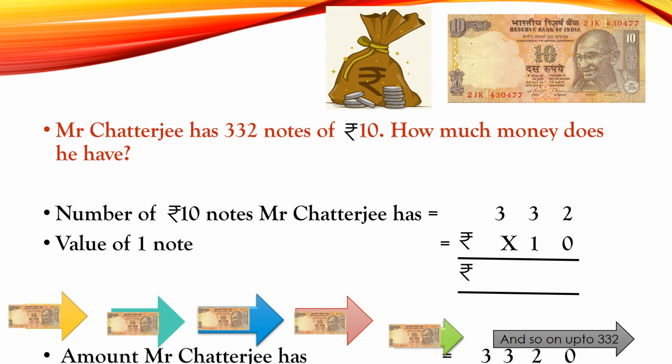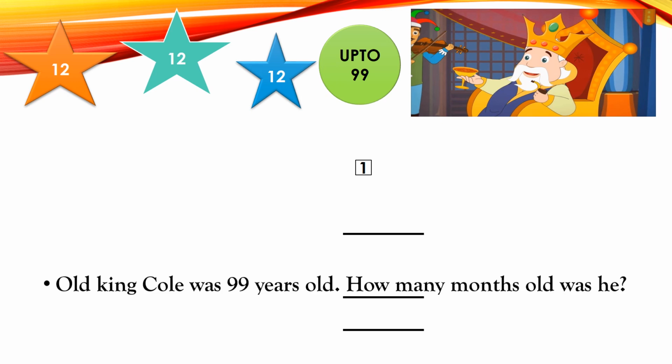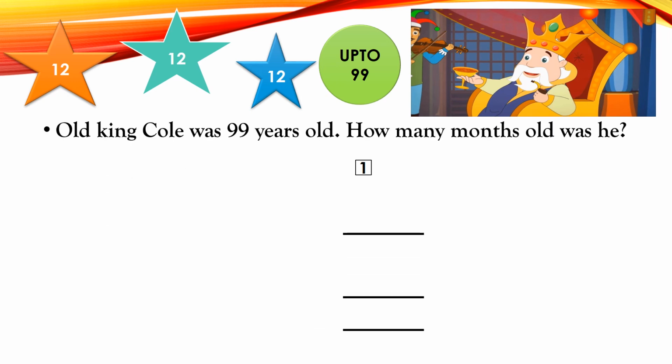Next, the statement for the answer, which is amount Mr. Chatterjee has, or total amount Mr. Chatterjee has, which is equal to, you multiply 332 into 10. First multiply 332 into 1, which gives 332, followed by 0 since 10 has a 0. So, Mr. Chatterjee has a total amount of rupees 3,320.